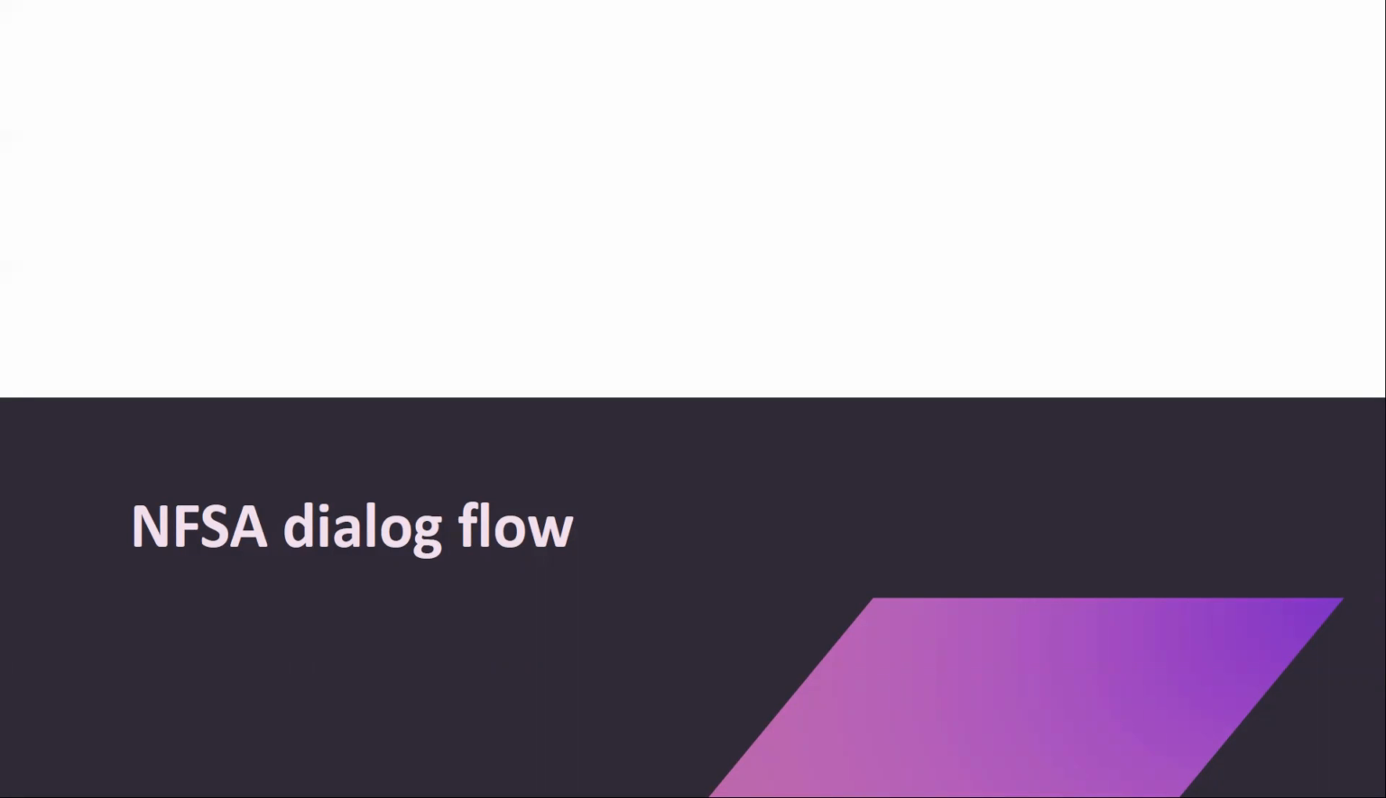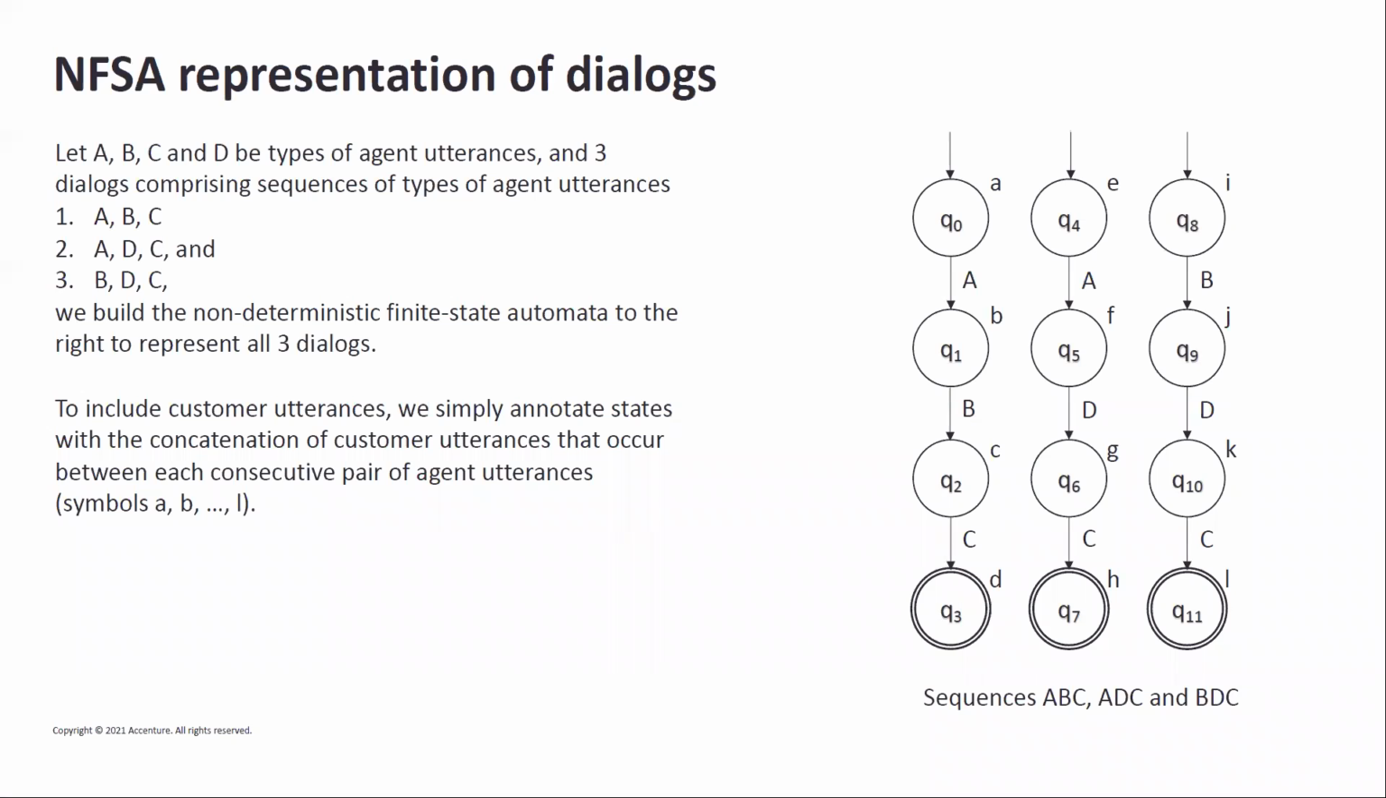Thanks, Javier. So I'm going to bring you through the first few steps in our approach. How we represent a set of dialogues as finite-state automata is as follows. If we have, for example, 4 agent utterances, A, B, C, and D, with dialogues that are ABC, ADC, and BDC, we can build the non-deterministic finite-state automata, or NFSA, as you see on the right here, where the agent utterances are in the transitions between states, and then we use the states to concatenate the agent utterances that occur between 2 agent utterances and put them there, as you can see, in lowercase letters.